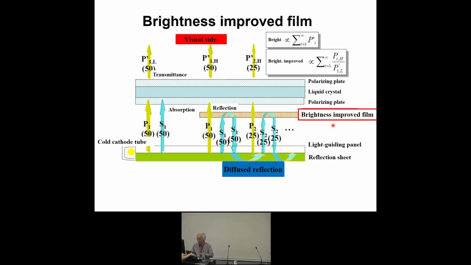is an invention. So by inserting this brightness improved film here, the P wave is also passed here, and the S wave is reflected here, and the S wave is diffused, reflected here. So the light has a P wave and S wave. So the P wave is also passed here. So the S wave is reflected. So it can be completed with the brightness improved film. Every light passed to the front.